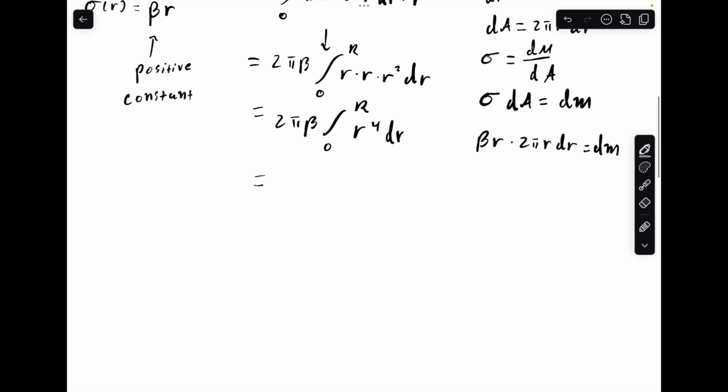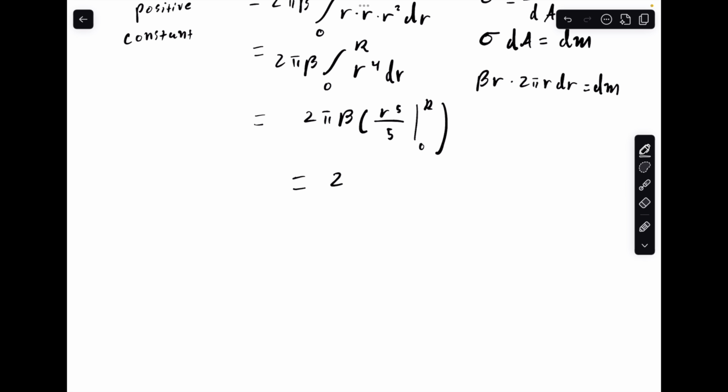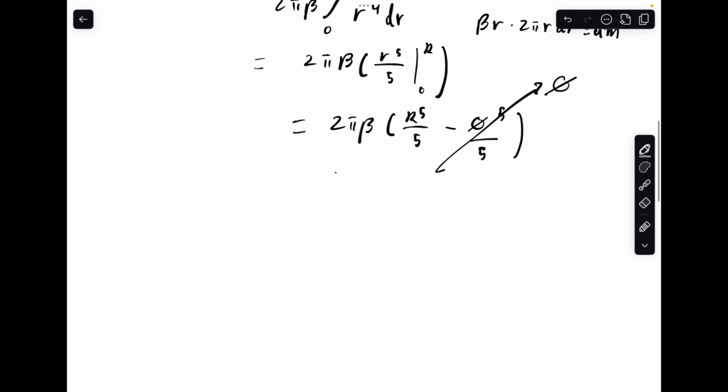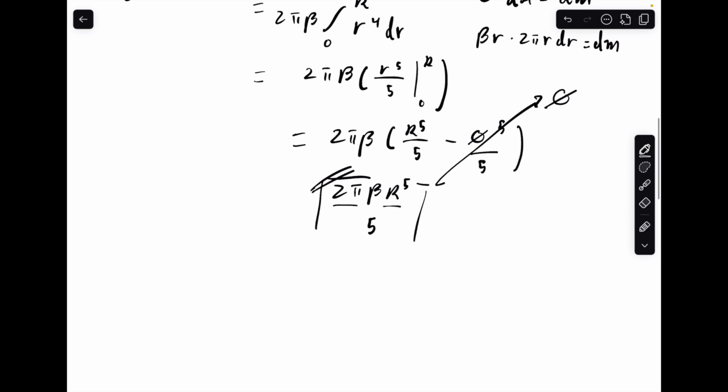And what does that integral turn into? Well, that will turn into 2 pi b times r to the fifth over 5, because that's how integrals work, from 0 to big R. And now, using the fundamental theorem of calculus, I'll sub in my endpoints, and this becomes 0. So my final derived rotational inertia is 2 pi b R to the fifth divided by 5. And there's your answer. Hopefully that made sense. And yeah, that's pretty much it.